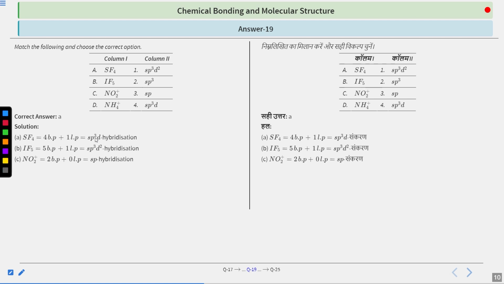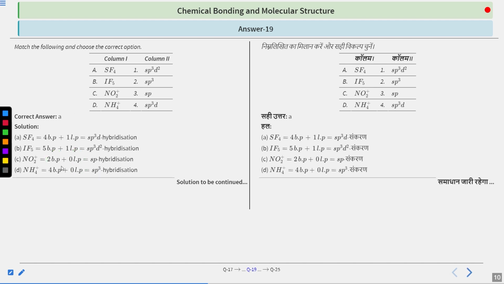Okay. Then we have NO2+. So 2 bond pairs and no lone pair. So that is sp hybridization. Simple. 2, that is 1 for s and 1 for p. Clear? Now moving on to the next one. We have NH4+, where there are 4 bond pairs and 0 lone pair again. So 4 bond pairs means sp3, 3 for p, and s has 1 here. That is a total of 4.